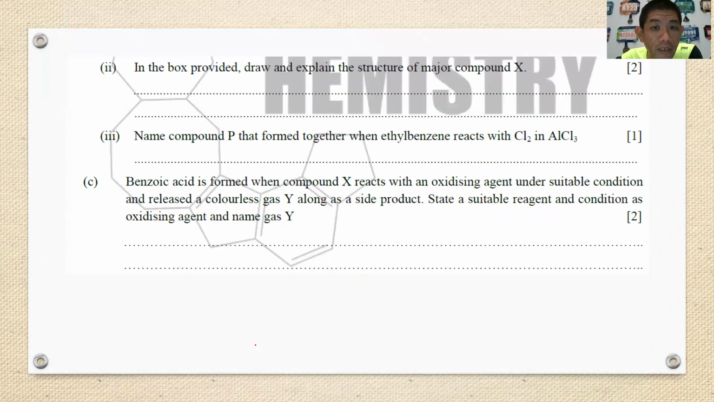And then in the boxes provided, draw and explain the structure of the major compound X. You have already drawn X, so you need to explain why you form it at the secondary carbon, as we call it. It is a secondary carbon because the secondary radicals are more stable. So that is the 1 mark.